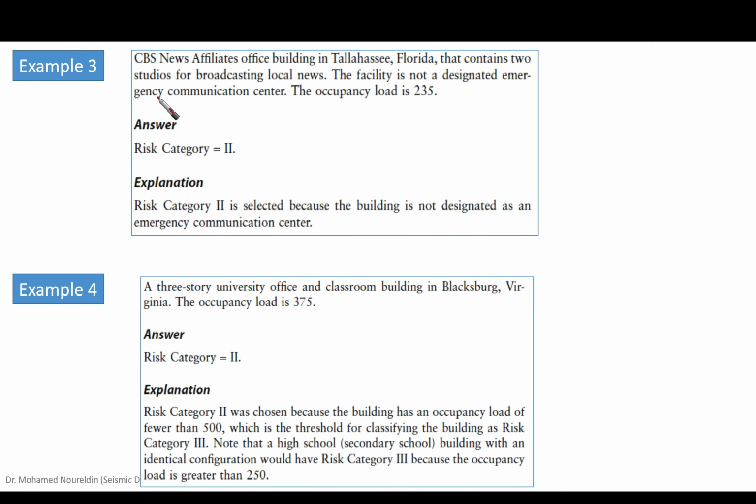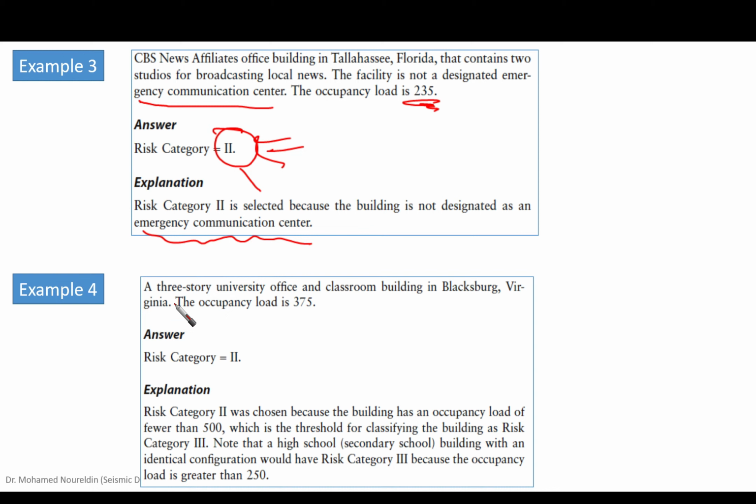Okay, the last two examples, I want to go through them quickly only for you. It is going to be risk category 2: a CBS News affiliate office building in Florida that contains 2 studios for broadcasting local news. The facility is not designated as an emergency communication center. The occupancy load is 235. This is directly going to be risk category 2. It is selected because the building is not designated as an emergency communication center, so it is not going to be 1, 3, or 4.